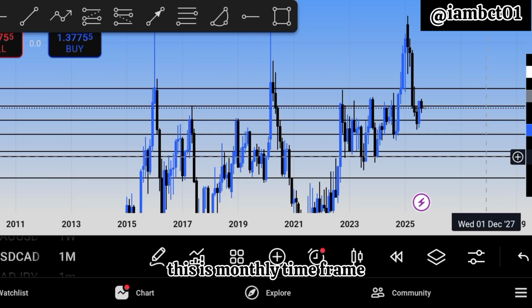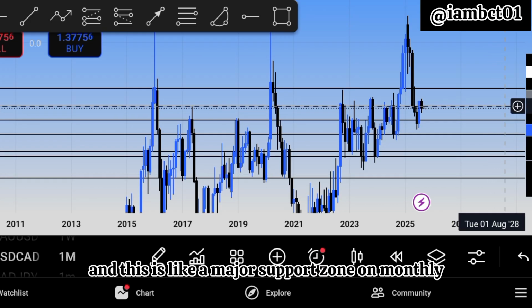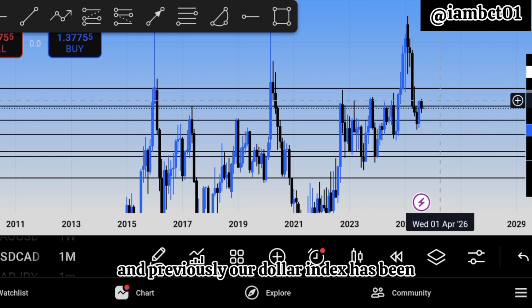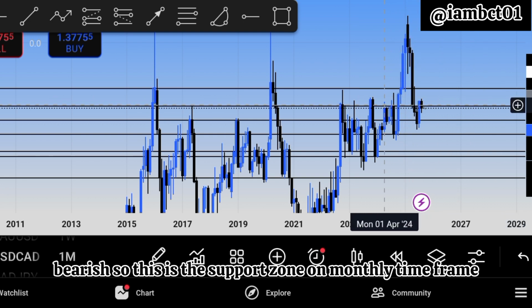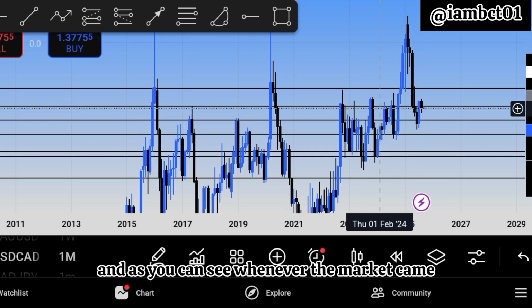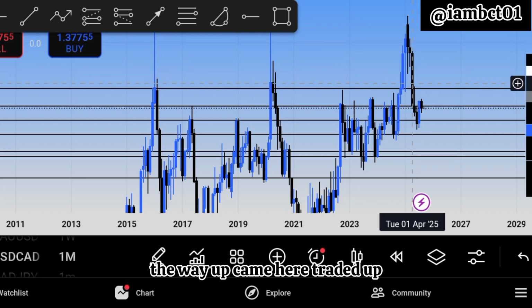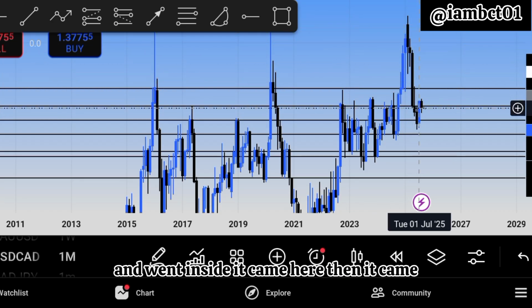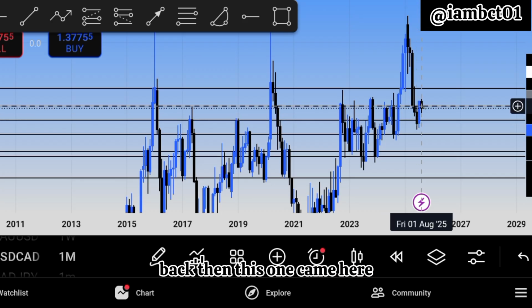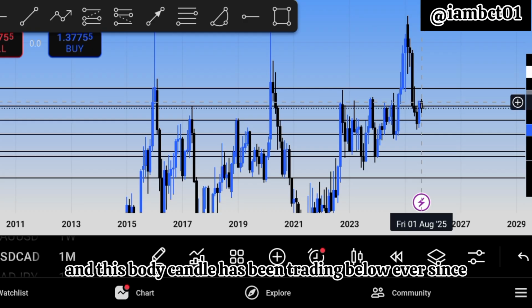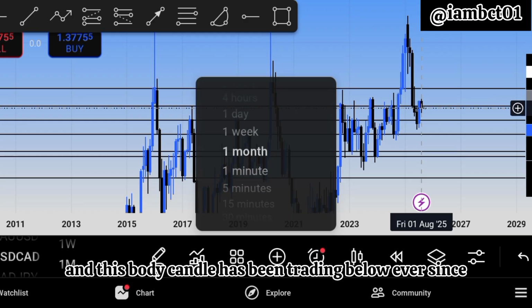As you can see, this is the monthly time frame, and this is a major support zone on monthly, and previously the dollar index has been bearish. Whenever the market came to this zone, it reacted. The market traded all the way up, came here, then came back, then came here and closed just right above, and this body candle has been trading below ever since.